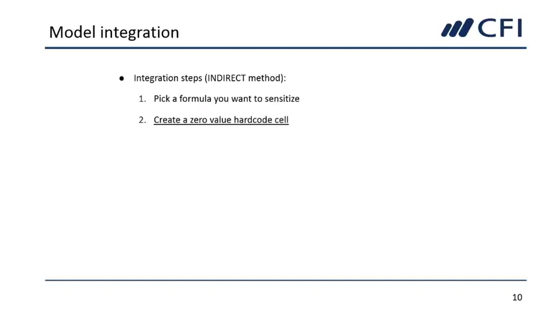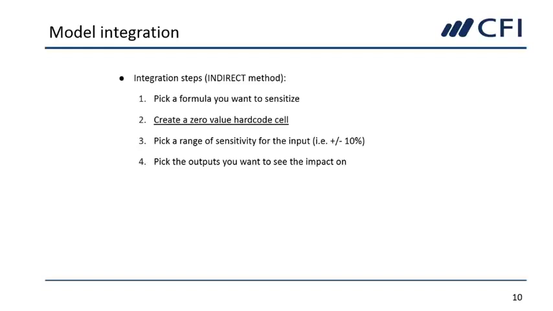What we need to do is create a zero-value hard-coded cell. This allows us to take a hard code and put it into a formula, thereby allowing us to sensitize it. This is sort of a workaround that allows you to bypass Excel's inability to sensitize formulas. As in the other example, pick a range of sensitivity for the output, say plus or minus 10%. And then pick the outputs that you want to see the impact on. So we'll stick with the same example of share price. Finally, you link up the data tables, same as in the previous example, and I'll walk through that with you right now.